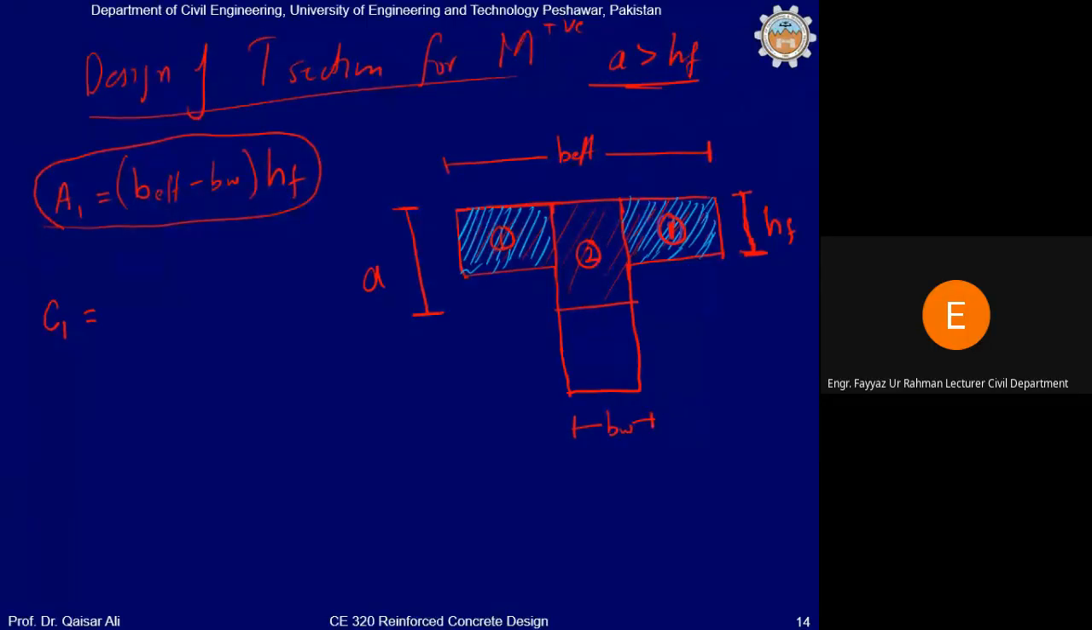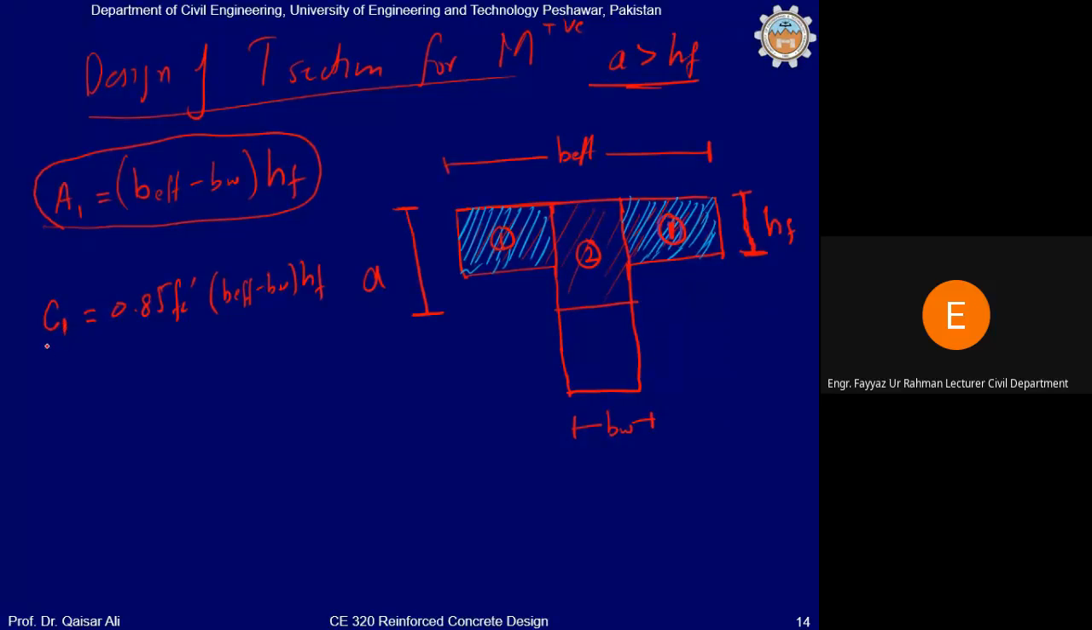किस तरह कैलकुलेट करेंगे? Stress resisted by area 1, which at the ultimate stage will always be equal to 0.85 fc prime, and area which is under compression, which is b effective minus bw into hf. This is the compressive force resisted by area 1. यहाँ तक क्लियर है कि नहीं? Yes, sir. Clear. इसको हम डिनोट कर सकते हैं विद C1 और CF. आप इसको C1 से भी कर सकते हैं या CF, जो भी हो.